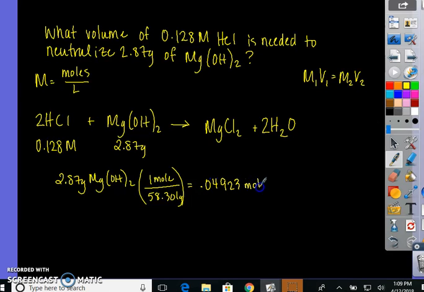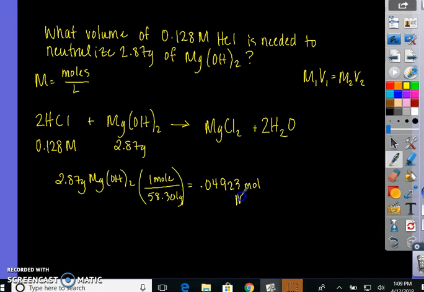All right, so 2.87 divided by 58.301, and I got 0.04923 moles. Now, I'm using lots of numbers here. I'm not going to be worried about my significant digits, because remember that every time you round, you're going to throw your number off just a little bit more. So I'm just trying to make it as accurate as I possibly can, and so I won't do any rounding until the very, very end.